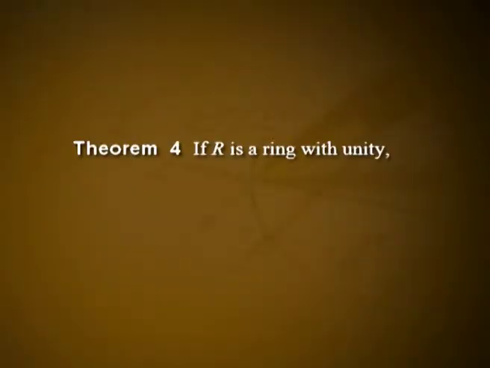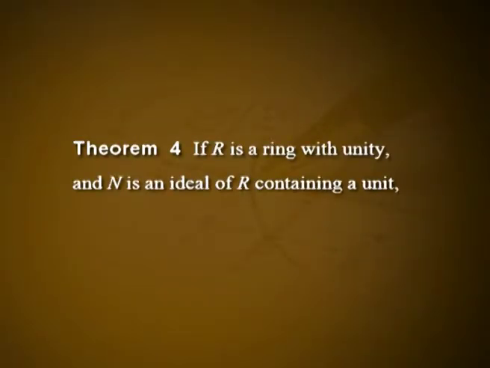Theorem 4. If R is a ring with unity and N is an ideal of R containing a unit, then N = R. Proof: let N be an ideal of R and suppose that u belongs to N for some unit u in R. Then the condition rN subset of N for all r belongs to R implies, if we take r = u inverse and u belongs to N, that 1 = u inverse times u is in N. But then rN subset of N for all r belongs to R implies that r times 1 = r is in N for all r belongs to R. So, N = R.